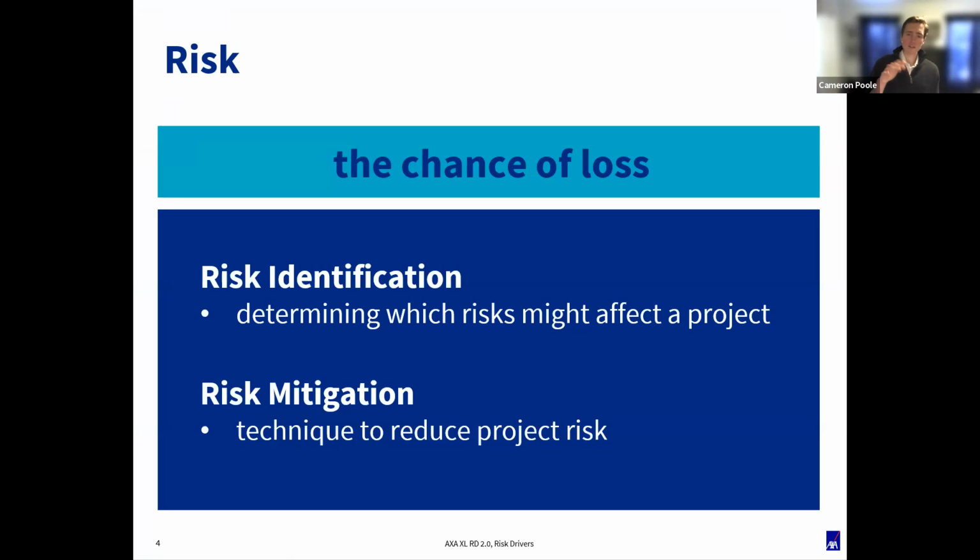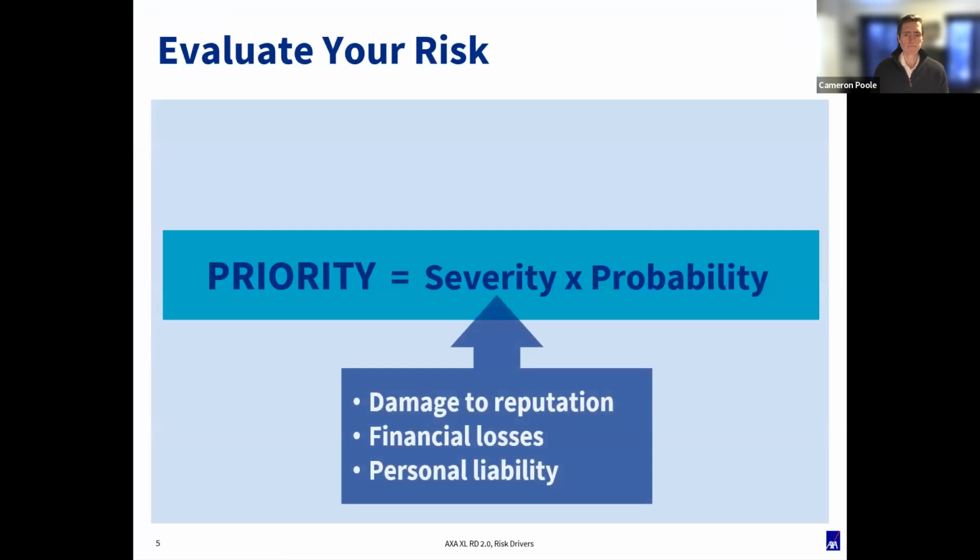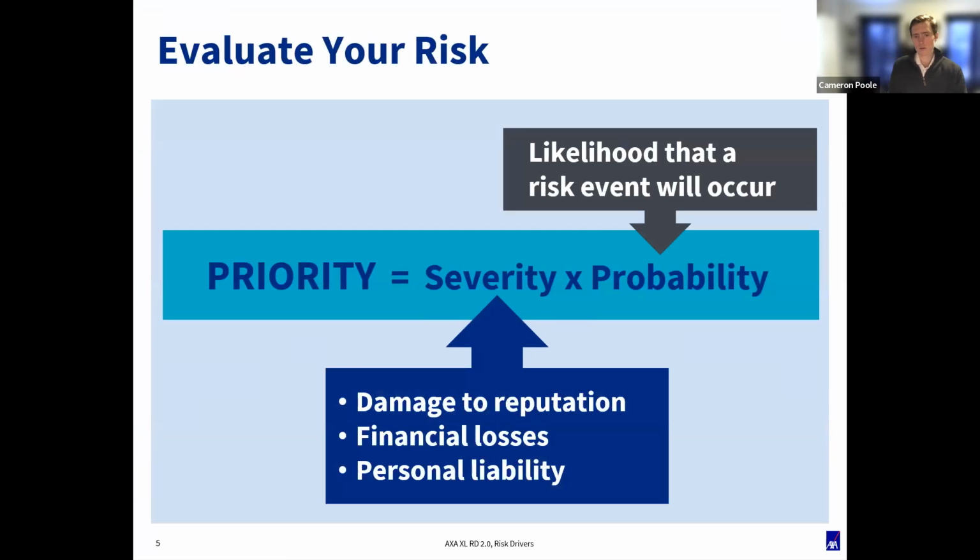Perfect. All right. So here is what we're talking about: identifying risks and then mitigating your risk overall to avoid those claim situations, to avoid the lawsuit situations. So when we look at your risk, we look at prioritizing it. And there's two parts to risk, right? There's the severity of a claim event, of a lawsuit, and there's the probability that you will have that claim event.